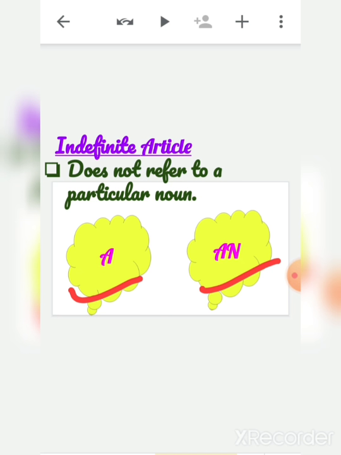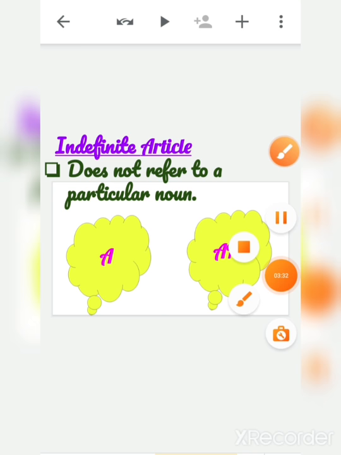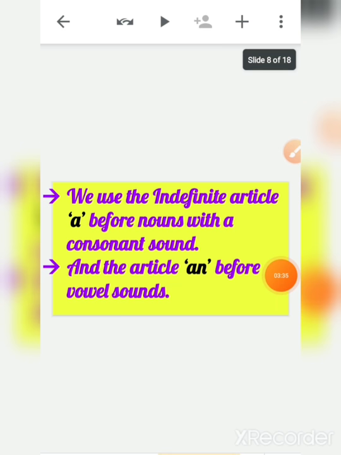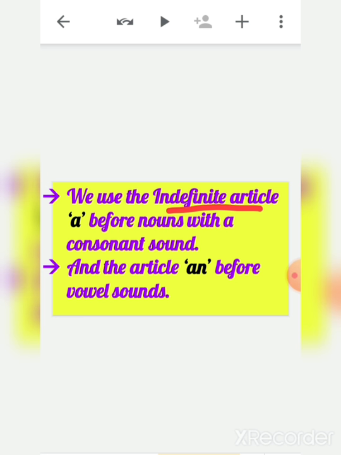An indefinite article does not refer to a particular noun or a specific noun. When we use the indefinite article a, we use it before nouns with a consonant sound.